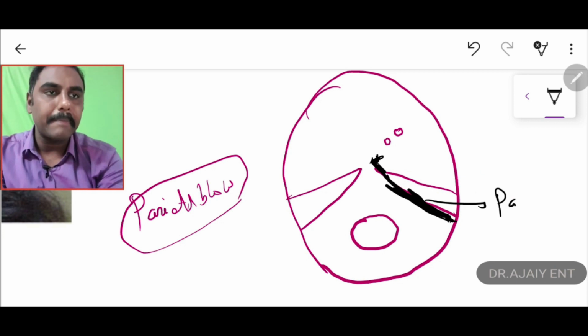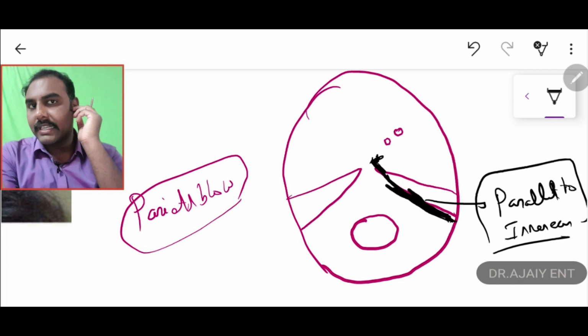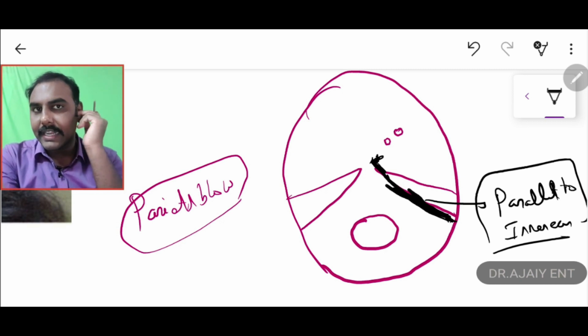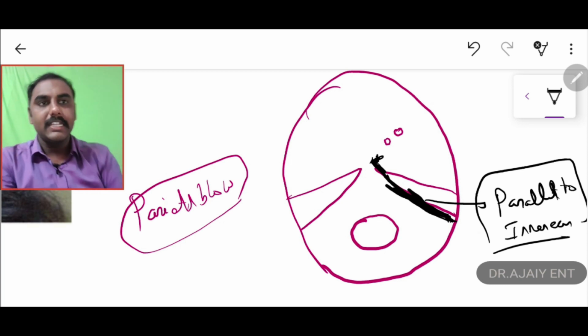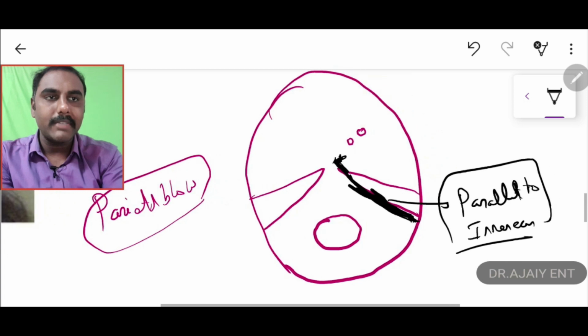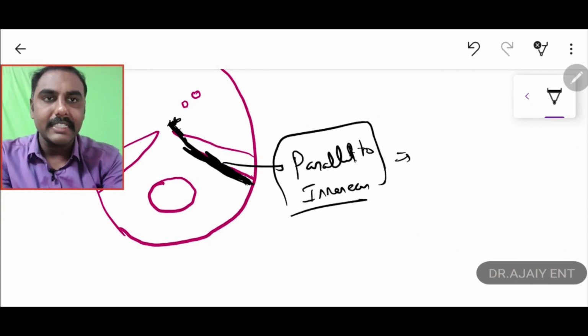So it runs parallel to the inner ear and never damages the inner ear. But it causes injuries in the external auditory canal. It can damage the tympanic membrane. It can damage the tegmen over there, but not the inner ear. So, what will be the problem in a longitudinal fracture? Here the fracture line runs like this.